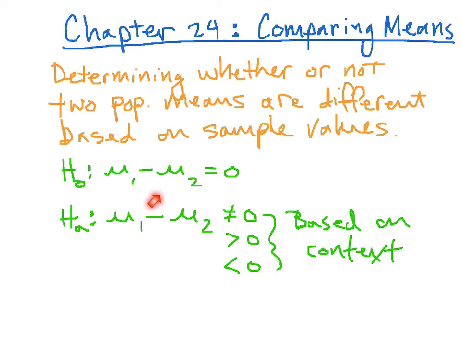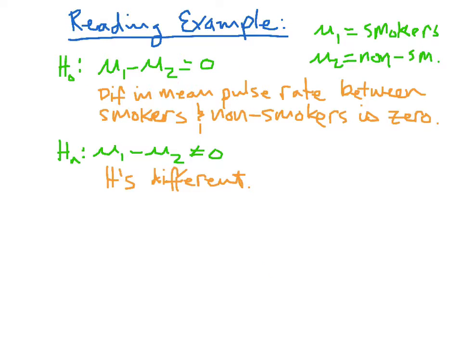So the null will always be there's no difference. And the alternative will either be there's a difference, one's greater than the other, or one's less than the other. And it's always based on the context of the question. Let's take a look at a reading example.